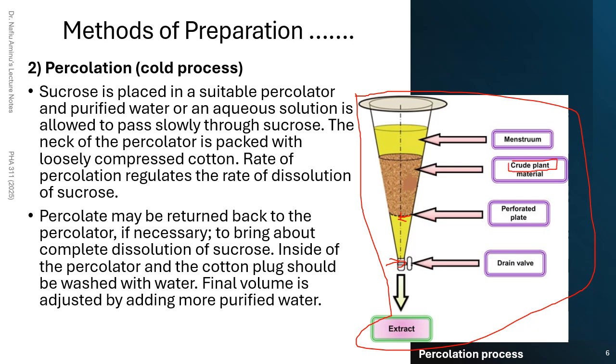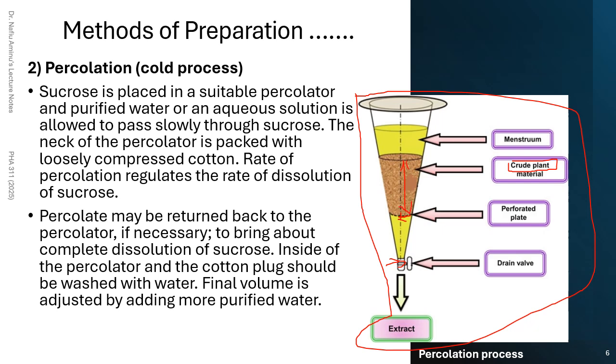This one actually, because most of the percolation system process that we use involve the extraction of herbal drugs. So that's why this image is a reference to that. But in this case, for the preparation of syrup, instead of crude drug, sucrose or other appropriate sugar is added here, so that it allows the permeation of the menstruum.